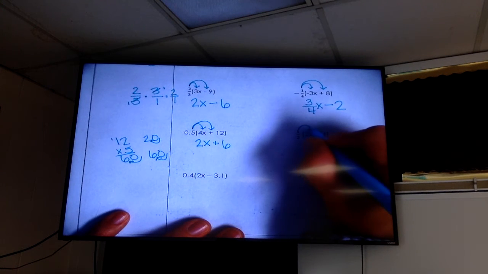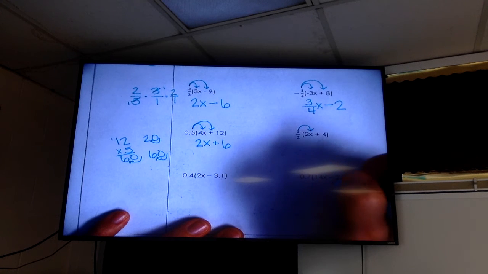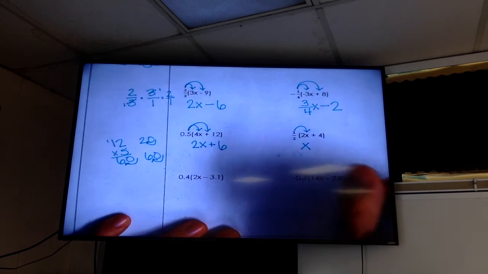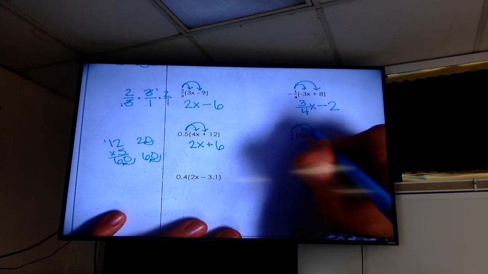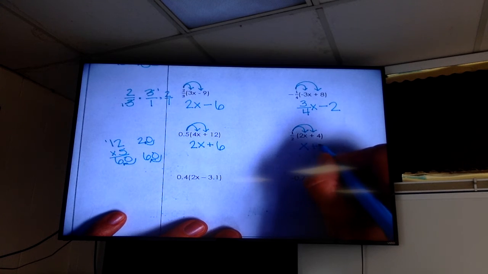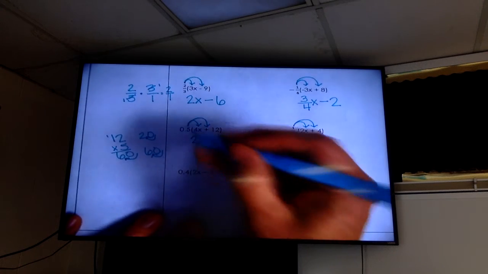Okay, a positive times a positive is a positive. 1/2 times 2. So 1 times 2 is 2. 2 divided by 2 is 1, but I'm not going to write 1x because that's a naughty, so I'm going to write x. So a positive times a positive is a positive. 1 times 4 is 4. 4 divided by 2 is 2. So x plus 2.